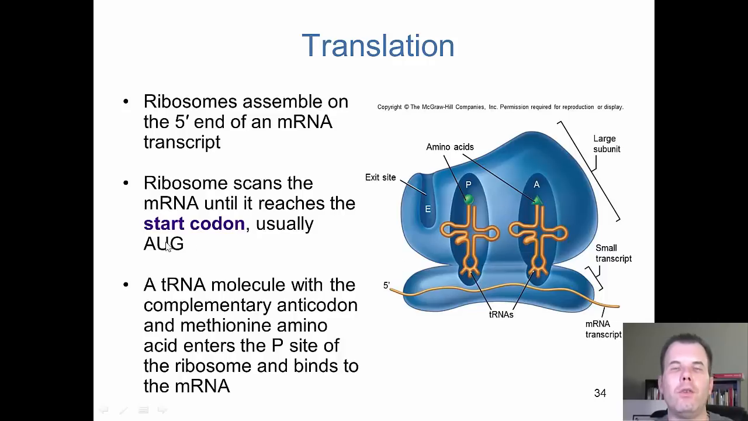AUG codes for methionine. So methionine is typically the first amino acid that you have in all proteins, because you have the AUG, which is the start. What happens during this process is that the ribosome will bind on, and the tRNA will come on to that, and it has a code that matches this code down here. Now it's the same but different, and I'll talk about that in a minute.